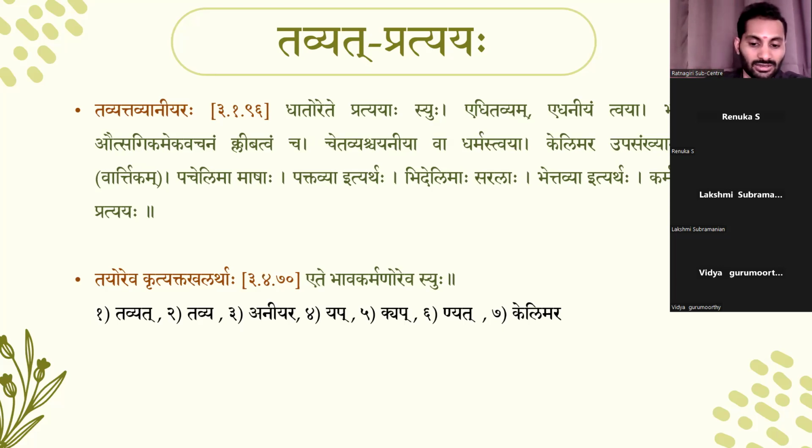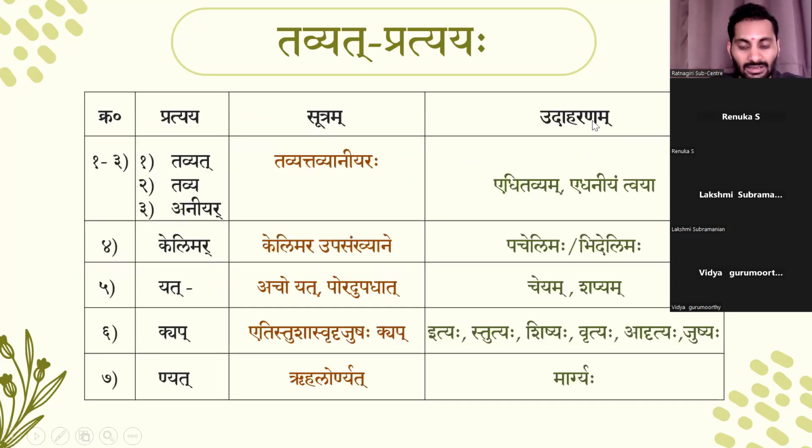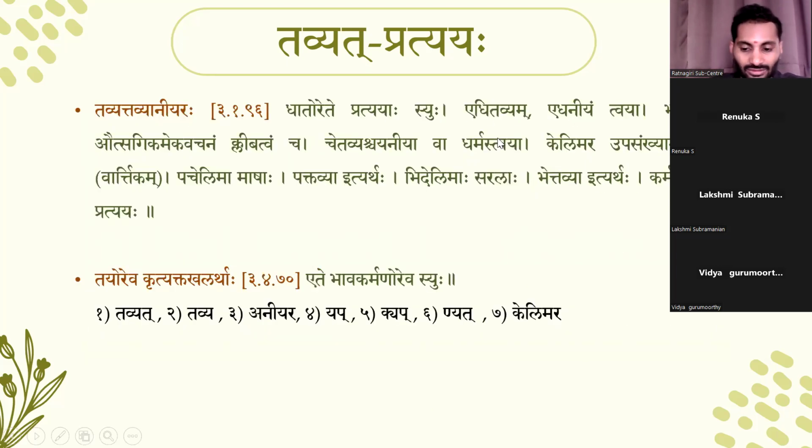Okay. This much elaboration was needed to understand this sutra, so we go on. Now these seven pratyayas are included in the kritya pratyaya: Tavyat, Tavya, Aniyar, Yat, Kyap, Nyat, Kirimat. I'm going to focus only on Tavya and Aniyar in this Tridanta Prakarana. If time permits later, we will study Yat, Kyap, Nyat pratyaya, etc.